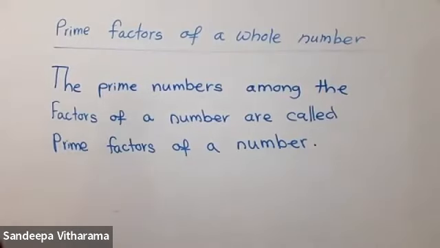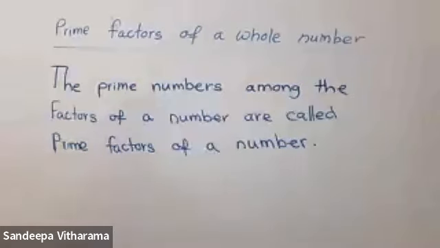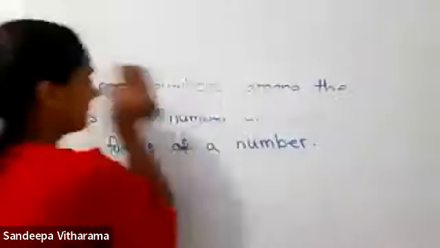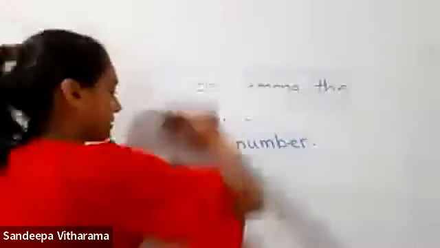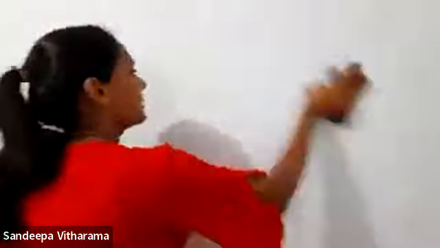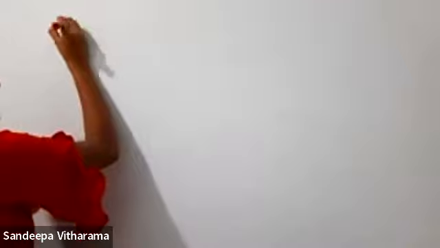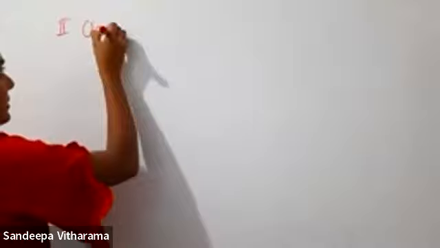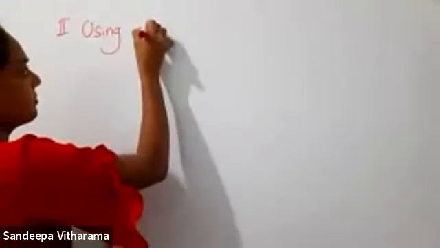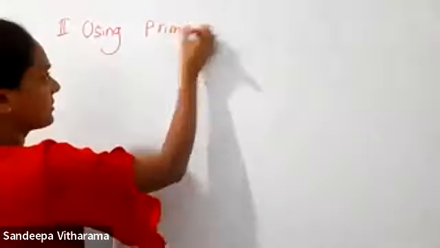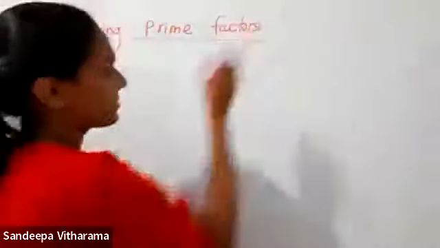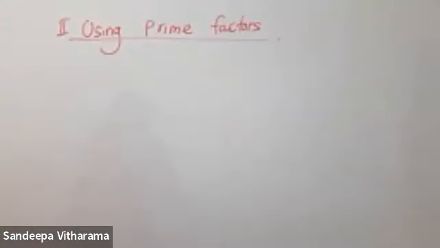Okay, finish. Now we are going to move to the second method of finding the factors of a number. Write that second method: using prime factors. That second method is, before we used a product, here we use prime factors. Let's see how we find factors using prime factors.